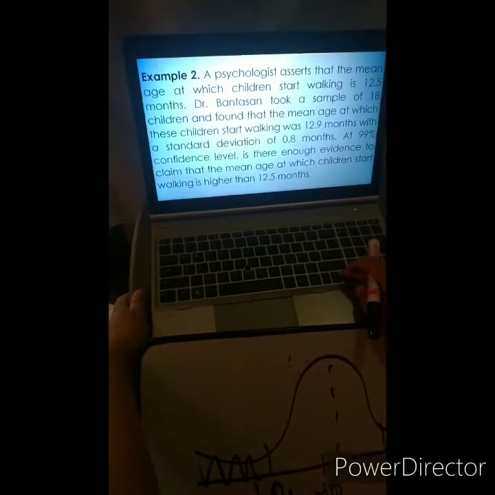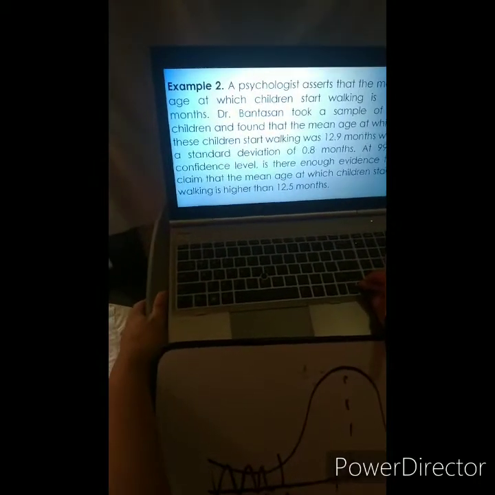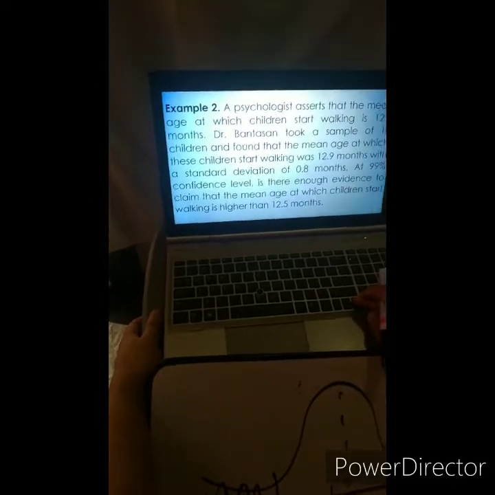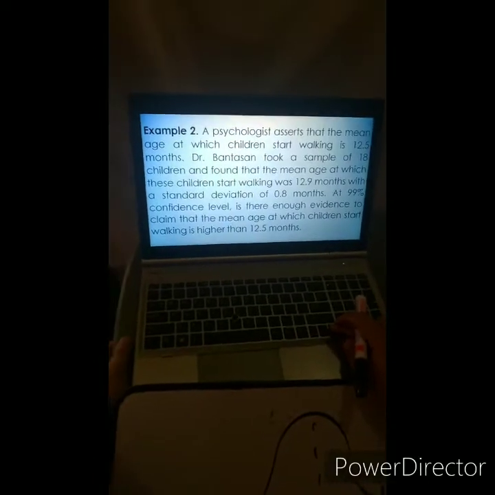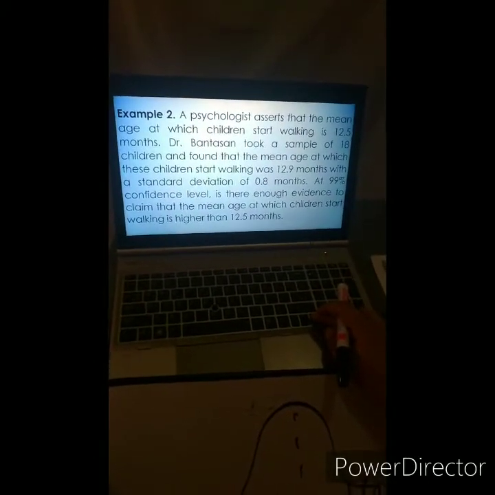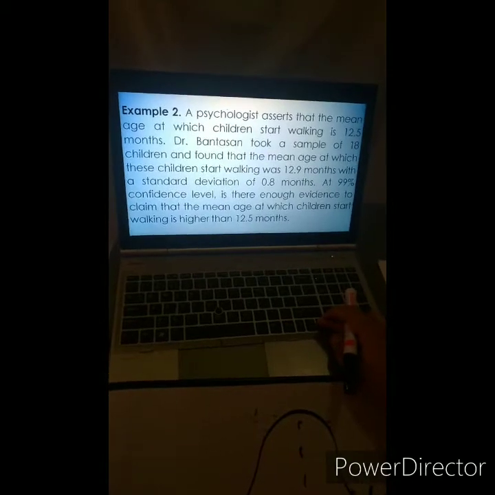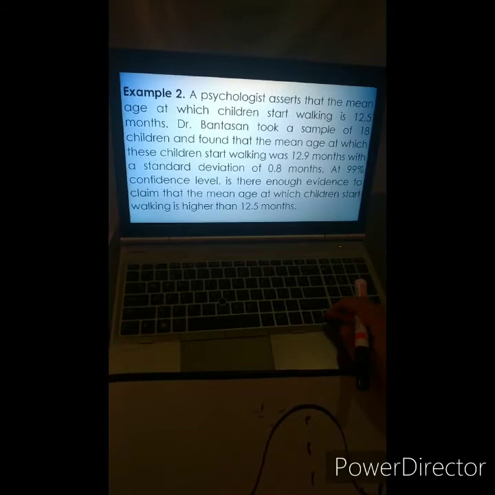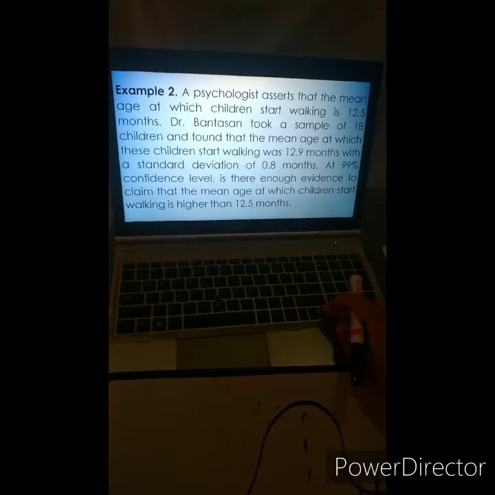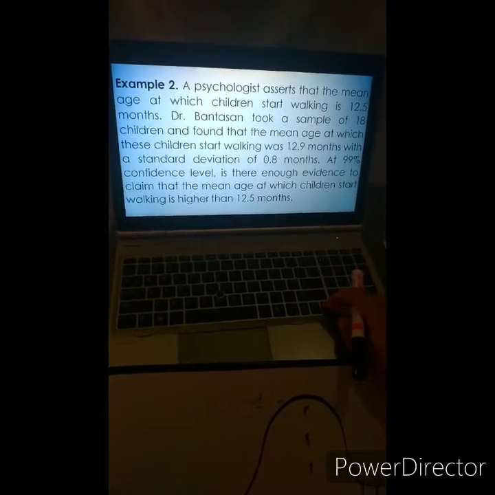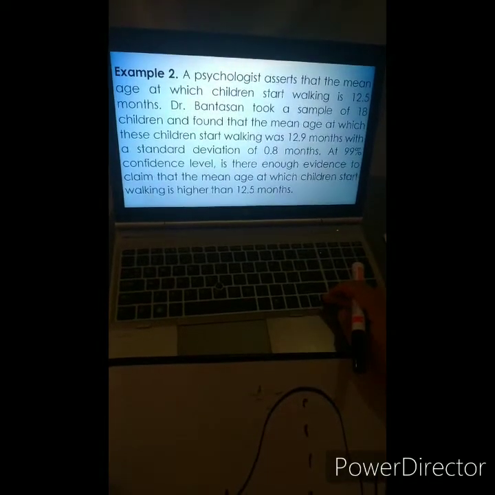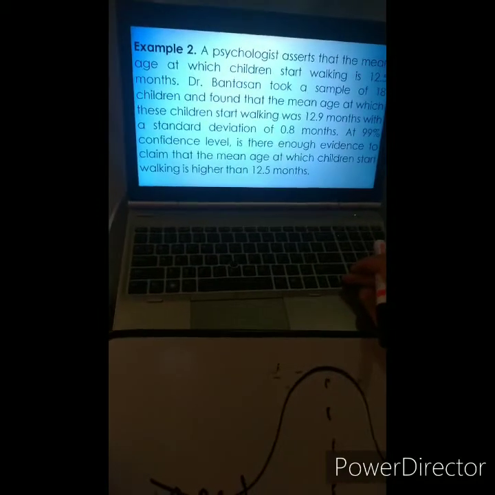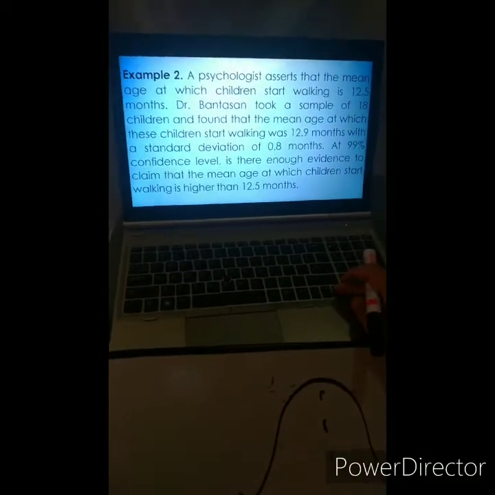Let's have example number 2. A psychologist asserts that the mean age at which children start walking is 12.5 months. Dr. Bantasan took a sample of 18 children and found that the mean age at which these children start walking was 12.9 months with a standard deviation of 0.8 months. At the 99% confidence level, is there enough evidence to claim that the mean age at which children start walking is higher than 12.5 months?